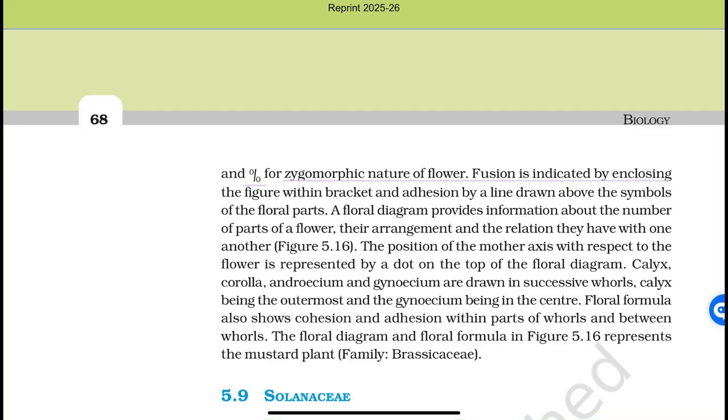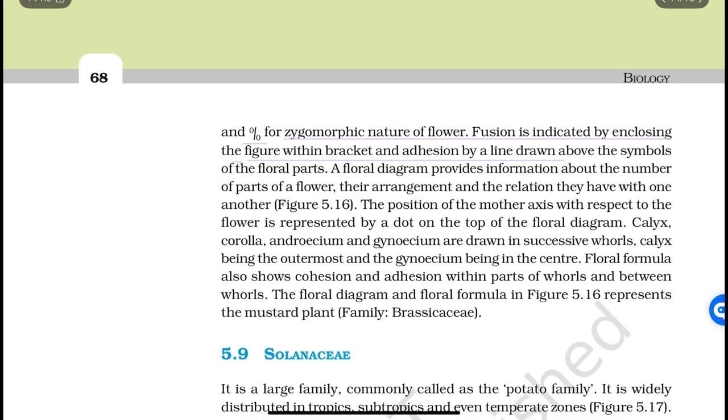Fusion is indicated by enclosing the figure within brackets and adhesion by a line drawn above the symbols of floral parts. A floral diagram provides information about the number of parts of a flower, their arrangement and the relation they have with one another. The position of the mother axis with respect to the flower is represented by a dot on the top of the floral diagram.